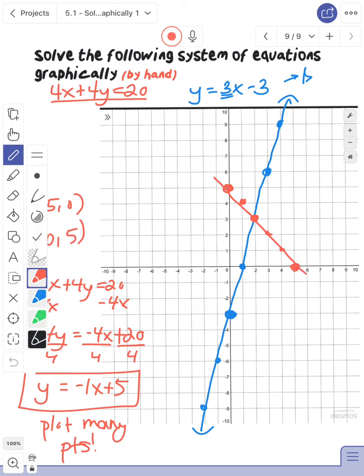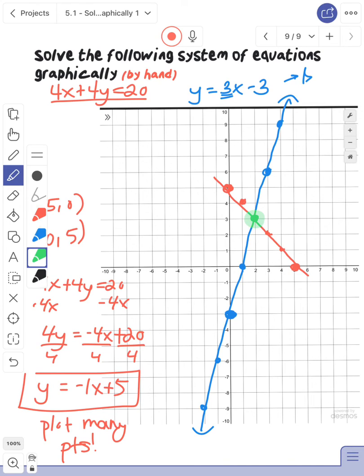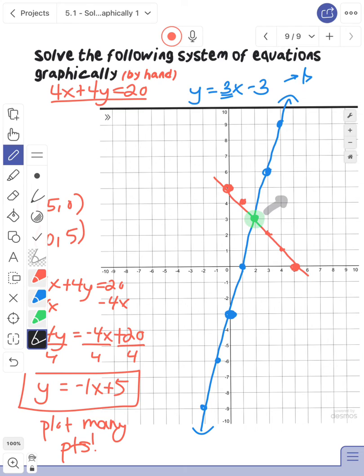So again, I don't want to be fooled by my visual representation, and I don't want to be fooled by our inability to draw straight lines, which is why we always want to plot as many points as possible. And as soon as I've seen that I've plotted a dot in the same place twice, that is going to be my answer. So the coordinates here are 2, 3. So the x value is 2, the y value is 3.